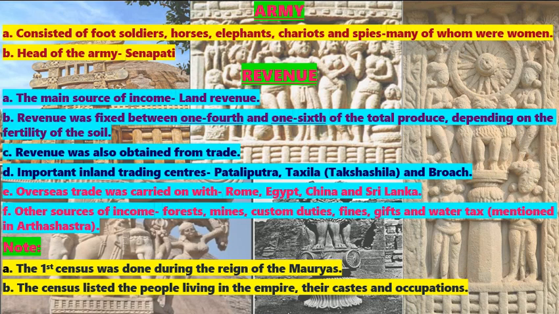One more thing you have to note down, which you can see written there as a note. That is very important. The first census was done during the reign of the Mauryas, and it listed the people living in the empire and their caste and occupations.